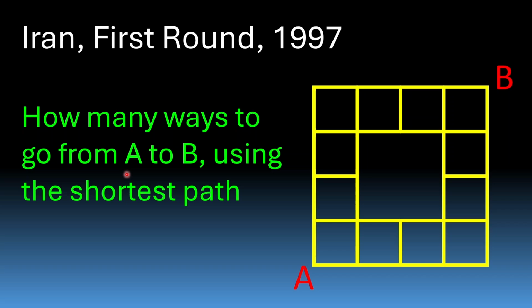Hi, here we have another question from Iranian Mathematical Olympiad round number 1, year 1997. The question is, we want to move from point A to B using the shortest path. With how many ways can we achieve this?